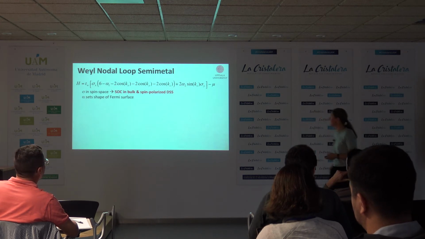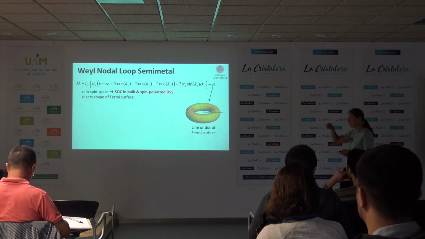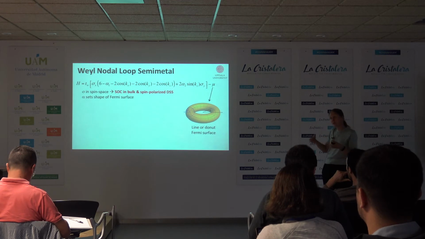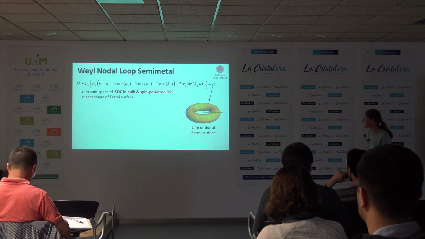Because those are two ingredients we need. And it can also regulate the doping. So at zero doping, we will form just a nodal loop. But if you dope the material, this will form a donut Fermi surface. So we're not particularly sensitive to the amount of doping in this material.